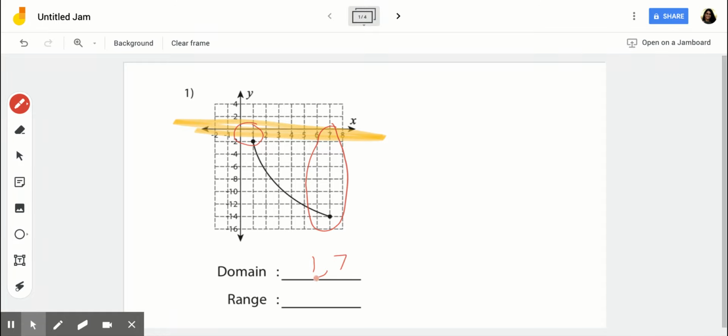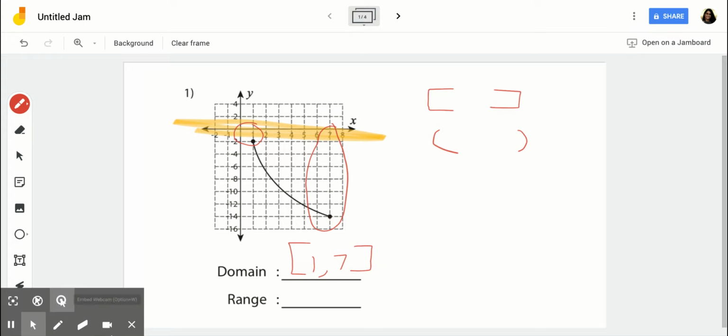Now this isn't good enough to write 1 comma 7. This isn't a point. We're trying to say starting at 1 all the way through 7, it continues. But we need to put either brackets, which means included, or parentheses, which means not included. And we talk about that in class. So this point is colored in, therefore we are going to include it. This point is also colored in, therefore we are also going to include it. Okay, so there's our domain.